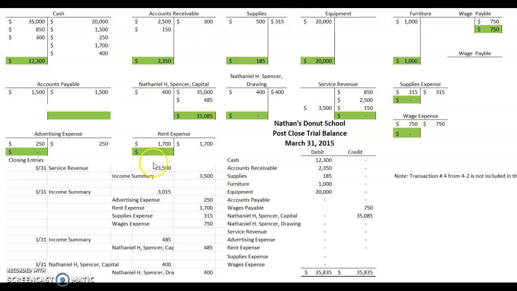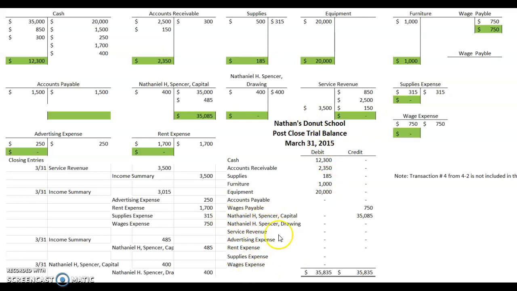of my T accounts. So notice my balance in rent expense is 0, advertising expense 0, supplies expense 0, wages expense 0, and service revenue is now 0. As I'm using Excel, it was also updating the changes in those accounts, and also my drawing account is now 0 as well.